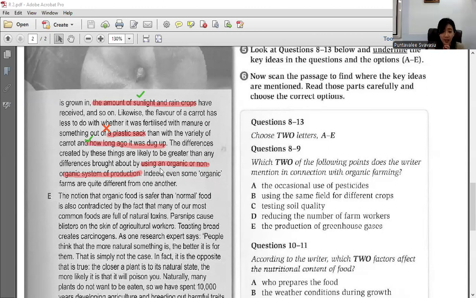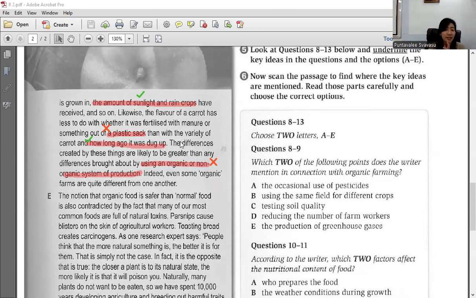So for this one, they say the differences created by these things. These things would mean the weather, the duration, how long it was dug up. They say these differences are likely to be greater than differences from organic or non-organic. So this one matters and this one doesn't matter. They say it doesn't matter because it's less than these differences. That's why they would actually say false. So it's not because of organic or non-organic system. So the answer for this one, yet again, is B and D.